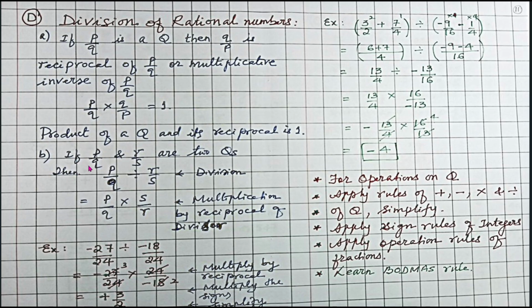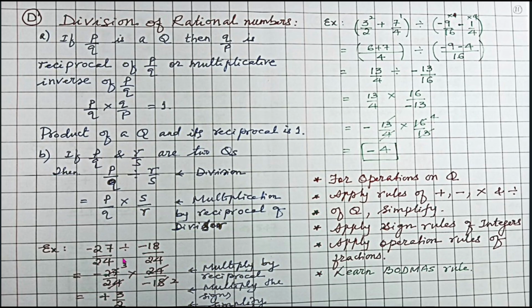Now, if p by q and r by s are two rational numbers, then p by q when divided by r by s, we have to take the reciprocal of r by s, changing the division sign to multiplication. So therefore, the division process converts into multiplication by taking the reciprocal of r by s, that is s by r. So when we multiply by the reciprocal of the divisor, we get the product, and that is the division of one rational number with another.